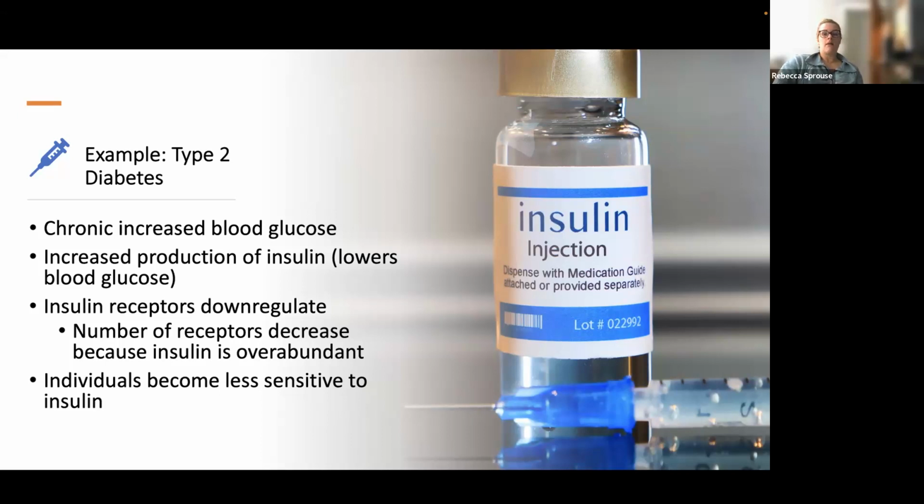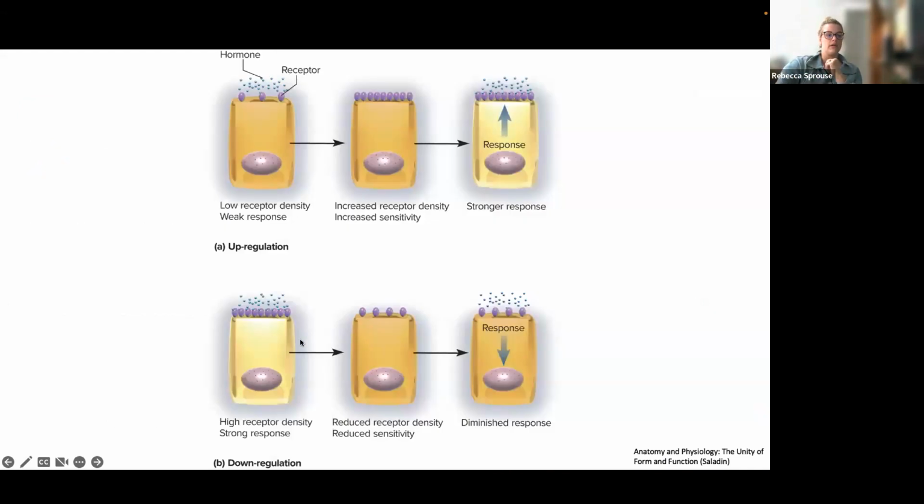But what's going to happen is that the more insulin you produce, the number of receptors is going to go down, because the normal amount of insulin is here and you're producing this much insulin, and those receptors need to be here. And so those receptors are going to decrease because you have so much insulin, and you're going to become less sensitive to that insulin over time. So that is an example of downregulation.